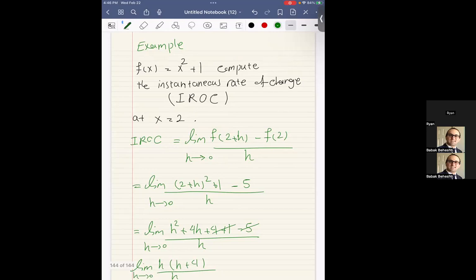So h times (h plus 4) over h. Now you can cross out h with h. So you get the limit of h plus 4 when h goes to 0. This would be 4. So that means the instantaneous rate of change at x equal to 2 is 4.